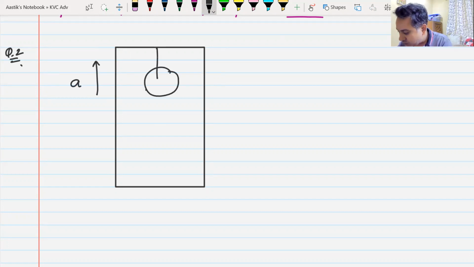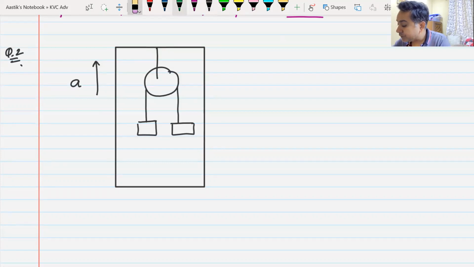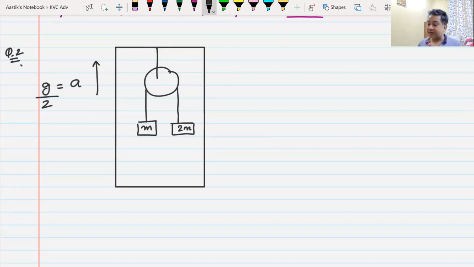Then I have two blocks in the lift. Let me not call them M1 and M2 because let me give you some values here. So the value of this block is M and the value of this block is 2M. Acceleration due to gravity is g, and this acceleration is, let us say, g by 2, so that everything comes in terms of some values.